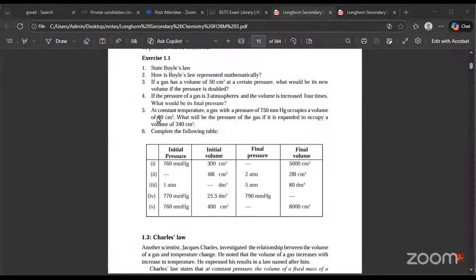Charles's law. So let us remind ourselves what Boyle's law was, and then we'll do one example of the previous lesson so that we check if we can still remember how to use them.